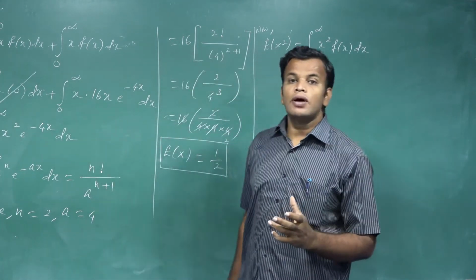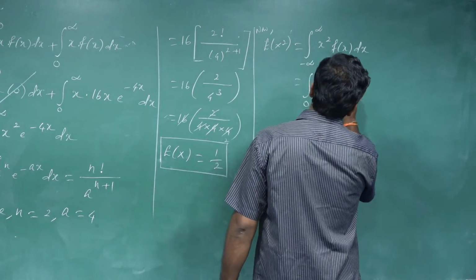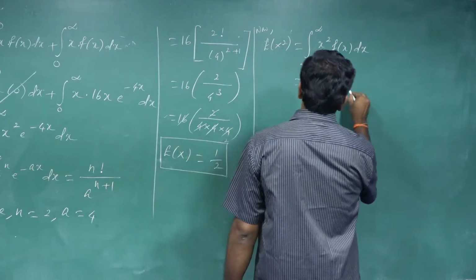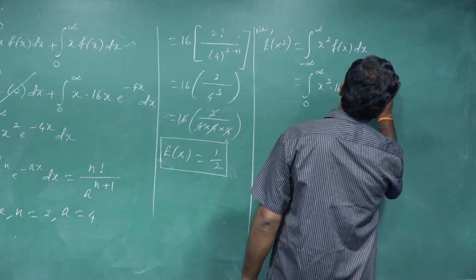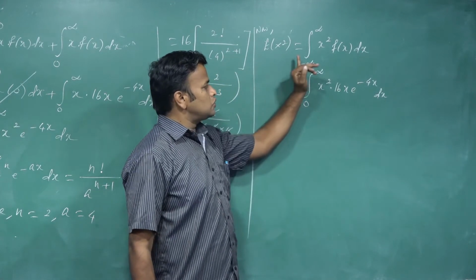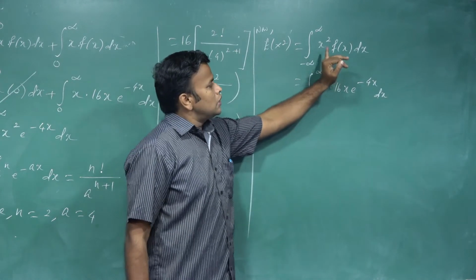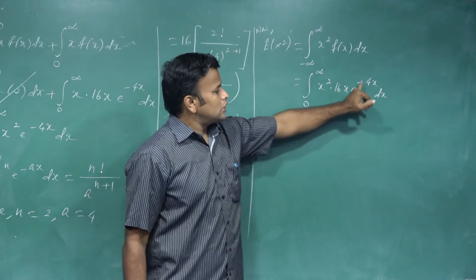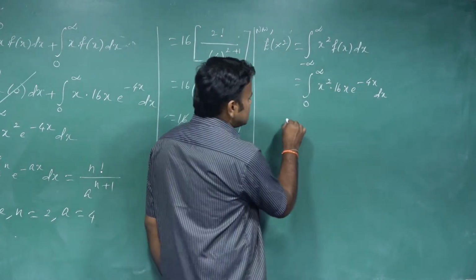In this interval, the value of f of x is defined as, see the question, 16x e power minus 4x into dx. From minus infinity to 0, f of x is 0, so we leave. From 0 to infinity, f of x is defined as 16x e power minus 4x and dx is there, so we put dx. What is the next step?